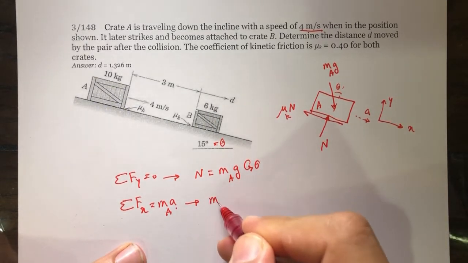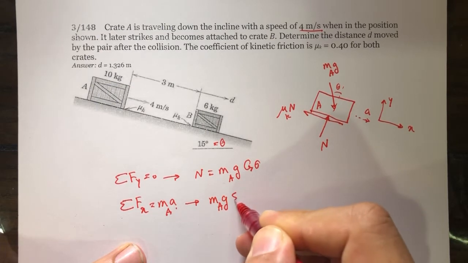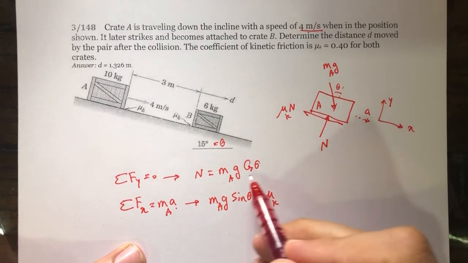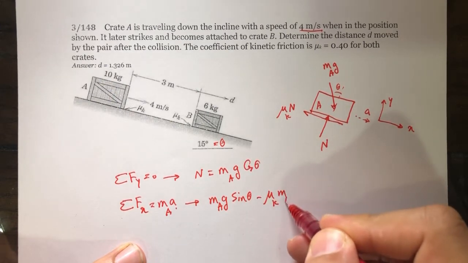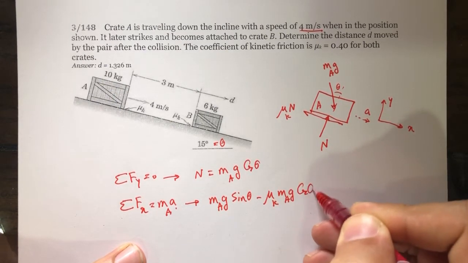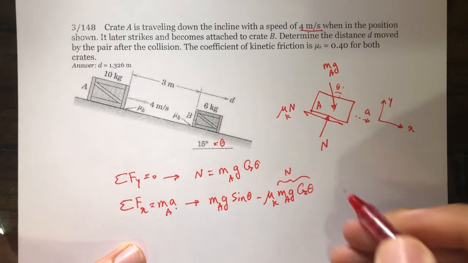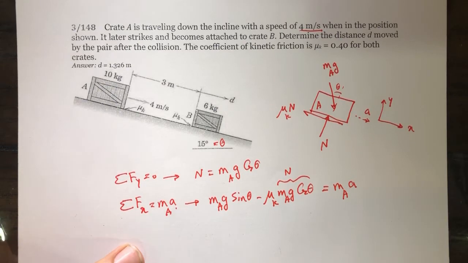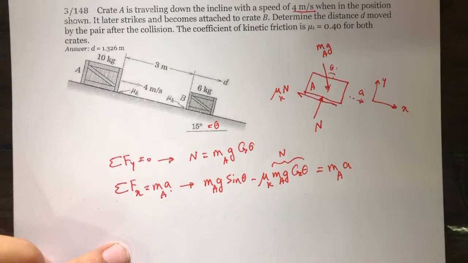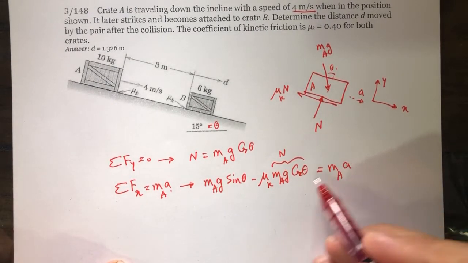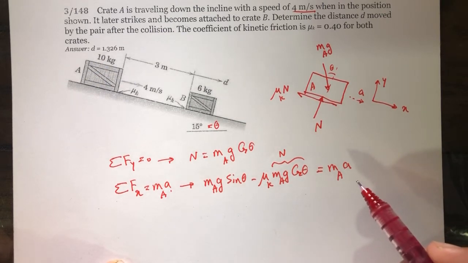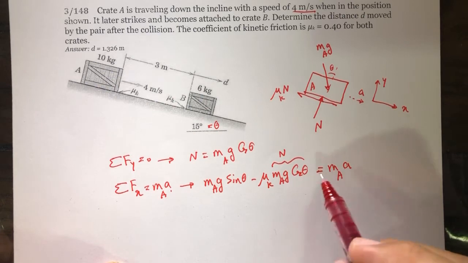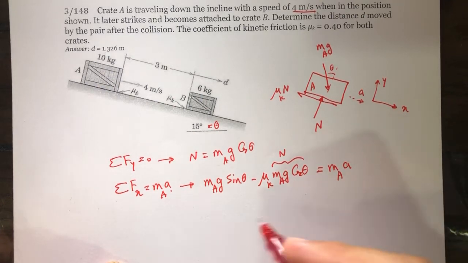So we are going to have mA g sine of theta minus mu k times N, and we know N is mA g cosine of theta. All is going to be equal to mA times acceleration. And from here, we are going to find the acceleration of the box. mA is going to cancel out from both sides of this equation, which means the acceleration is going to be totally independent from the mass.